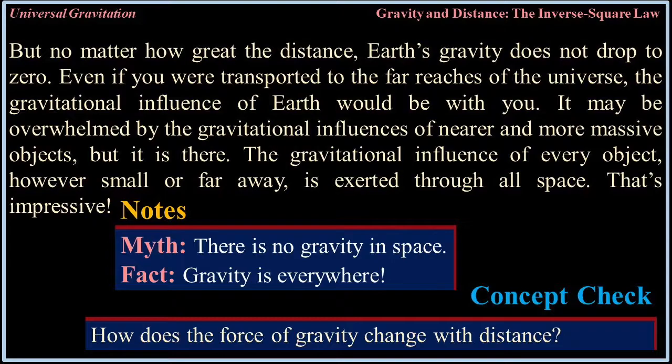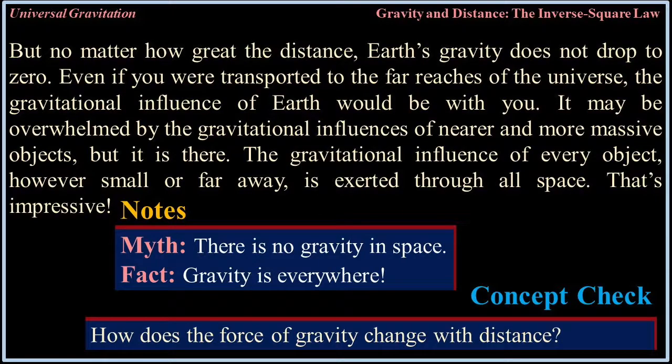Even if you were transported to the far reaches of the universe, the gravitational influence of Earth would be with you. It may be overwhelmed by the gravitational influences of nearer and more massive objects, but it is there. The gravitational influence of every object, however small or far away, is exerted through all space. That's impressive. Notes: Myth: there is no gravity in space. Fact: gravity is everywhere.